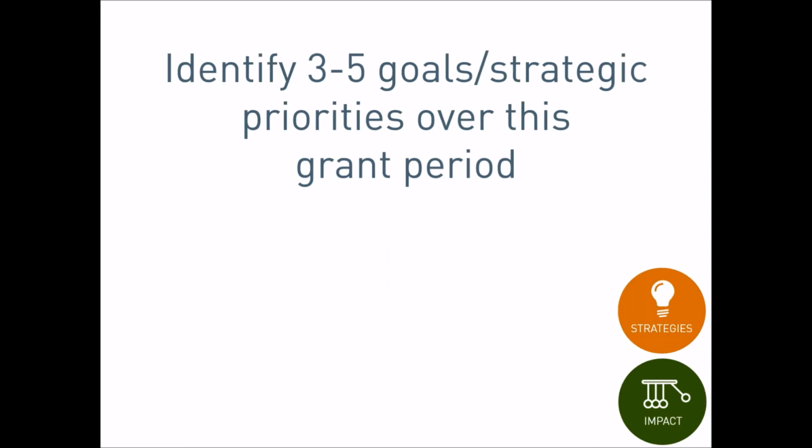If the first part of the application is where you are, in the second part of the application, we're interested in where you're going. With this question, we're asking you to identify 3 to 5 goals or strategic priorities over the grant period. For organizations with a strategic plan, the information you provide here will come from or should be directly related to the goals and priorities you've set in your strategic plan. For organizations without a strategic plan, you will consider and present your strategic priorities for the grant period.